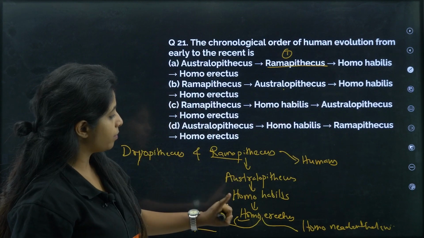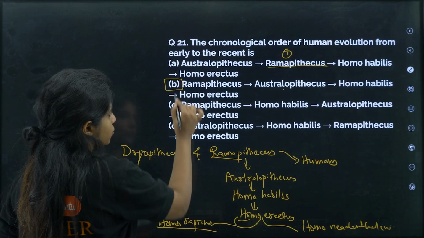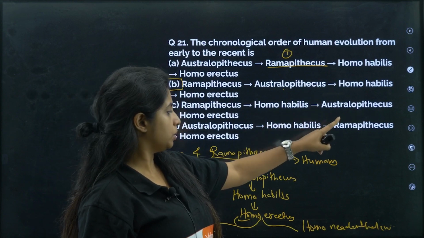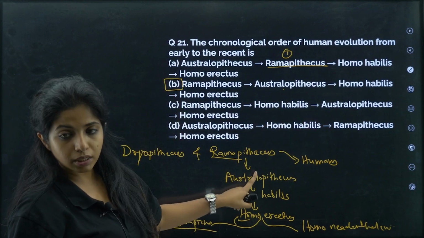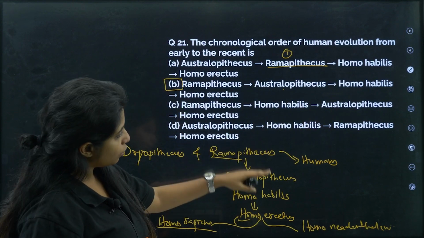Ramapithecus, Australopithecus, Homo habilis, Homo erectus, this is true. But let's see the other options. Ramapithecus, Homo habilis, Australopithecus, no, that is not true. First Australopithecus, then this. And I'll tell you features of them also.